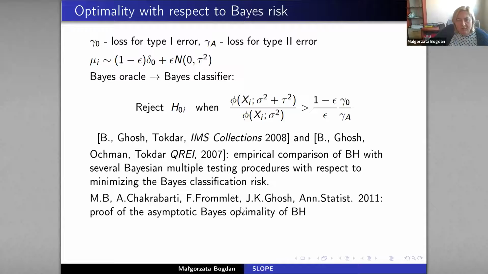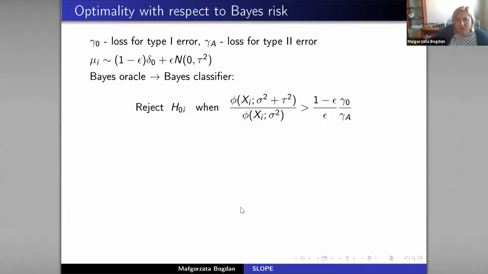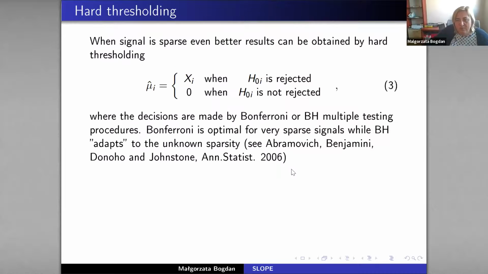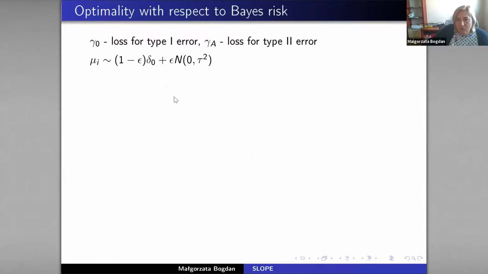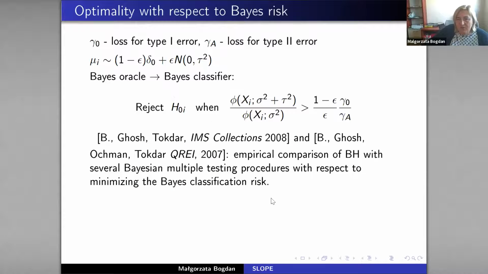So just to tell you that, these two results show that the Benjamini-Hochberg procedure is interesting for many reasons, not only to control the false discovery rate, but also if you want to minimize the estimation error of your mu. And if you want to optimize your Bayes risk, it is good to use this procedure.